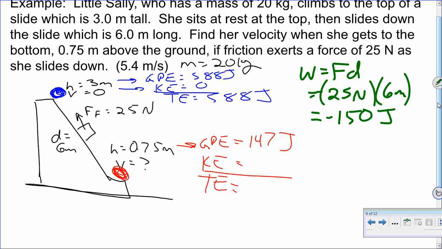Depending on how you like to solve problems, if you like to go by equations, here's your deal. You're going to go, well, I know my TE initial. I don't know my TE final, but I know my work. So you can do TE final equals TE initial plus the work done by non-conservative forces, which is negative 150. If you're like me, you just think about a concept key and you go, well, I started with 588, I lost 150, so down here I'm going to end up with 435.